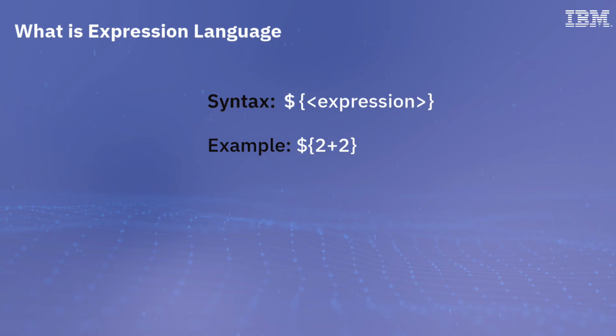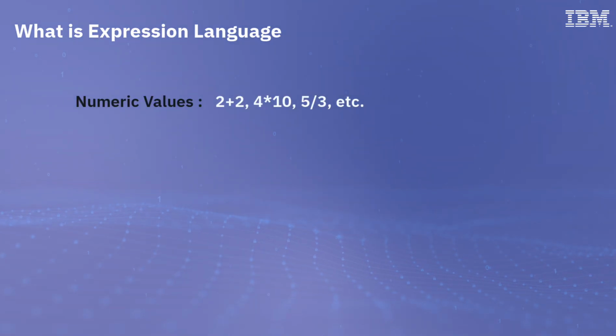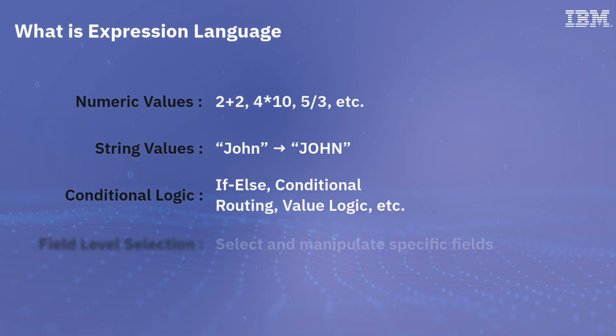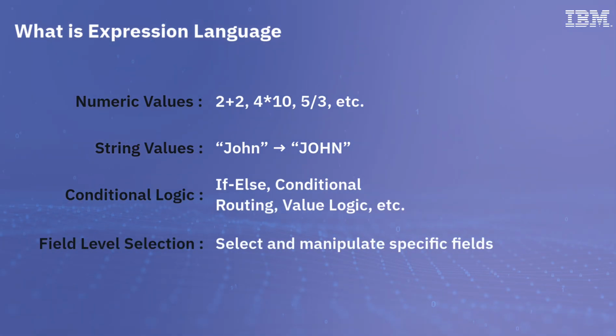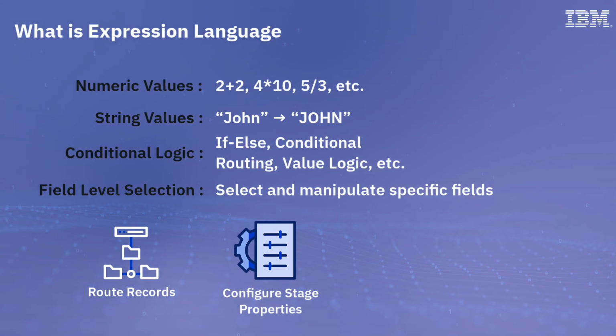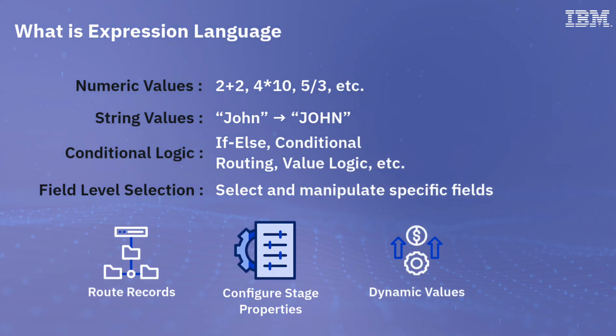With the syntax in place, let's explore where expressions can be applied. Expression language can be used to define numeric values, string values, conditional logic, and field-level selections. For example, you can use it to route records, configure stage properties, or dynamically assign values. However, expressions are not supported in every field. Their availability depends on the specific configuration property.